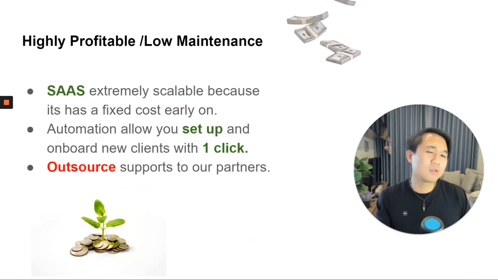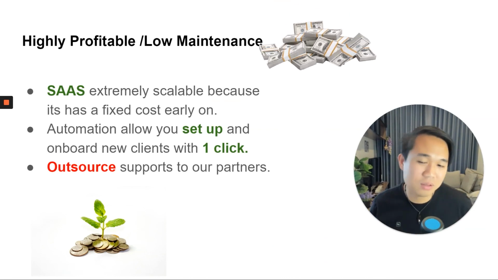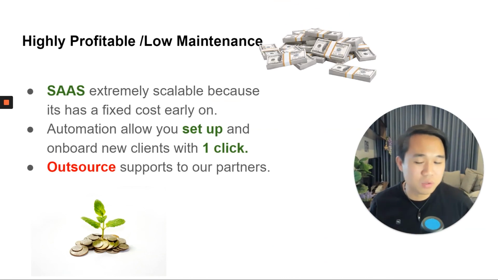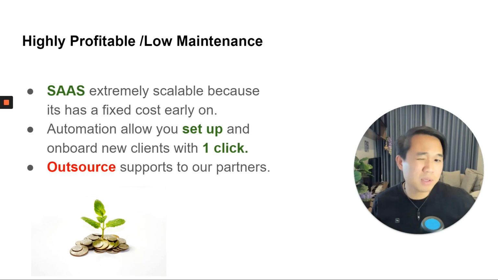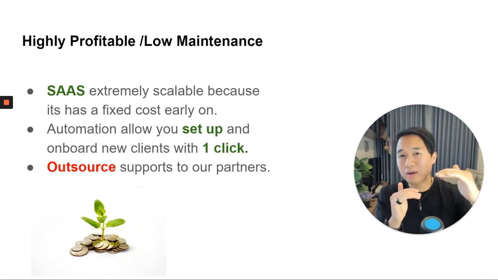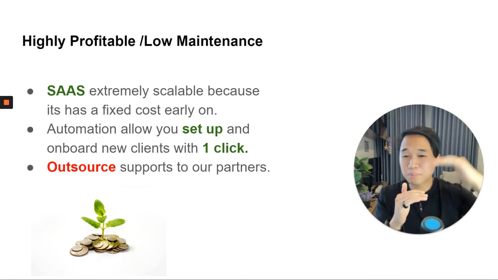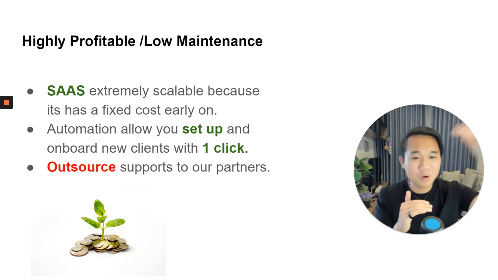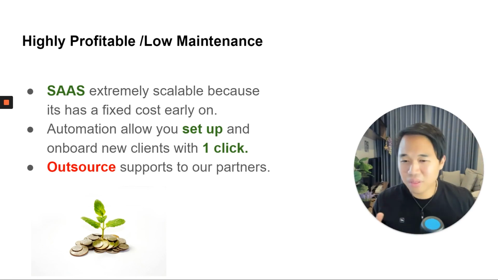The third point is that it's very highly profitable, guys, and it's also low maintenance as well, which go toe to toe. SaaS is extremely scalable because it has a fixed cost early on, right? I'm going to do some math for you and break down the numbers in a bit. But what it means is that you have a baseline, which is a fixed cost, and every client and every revenue that you add on is pure profit, guys. Like, there's no extra cost on top of that. Let that sink in for a bit.